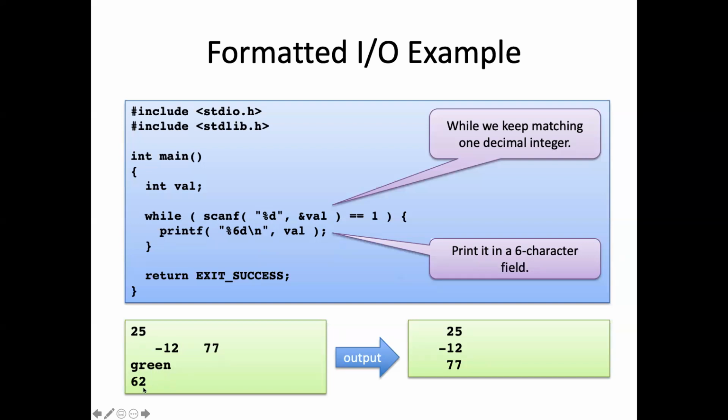It's not going to skip past it and read the 62. So it'll stop right there. Scanf will return a 0 because it couldn't successfully read an integer. That'll bail me out of this while loop. So this is the only output I'll get in this case.